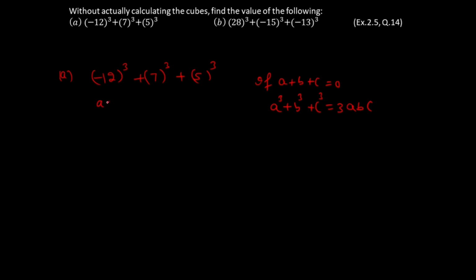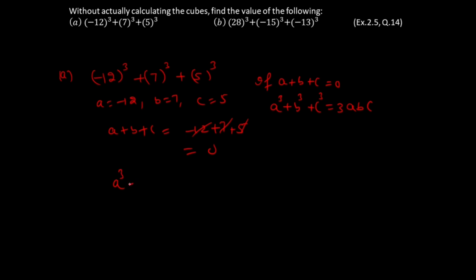So if I assume a is minus 12, b is 7 and c is 5, let's first prove the value of this is coming 0. A is what? Minus 12. B is 7. C is again 5. So what will I get here? This is 12. Negative 12 gets cancelled. Now I proved A plus B plus C equal to 0. Okay. Then A cube plus B cube plus C cube can be written in this way.